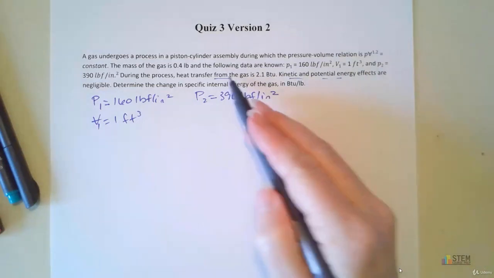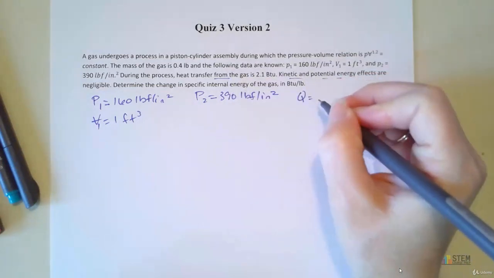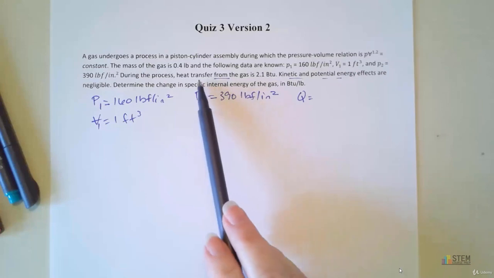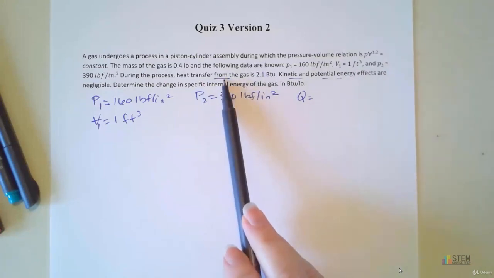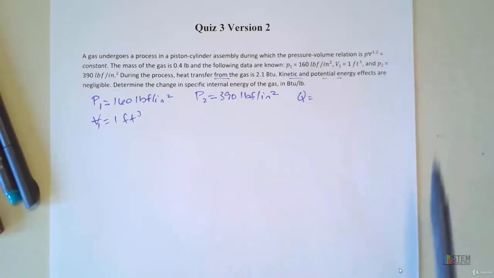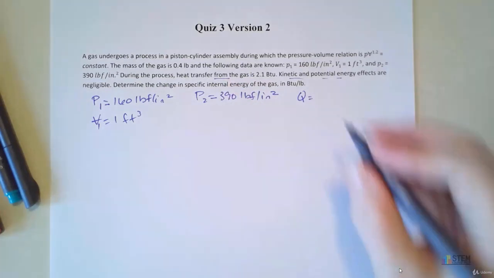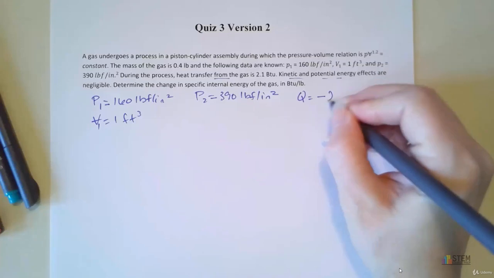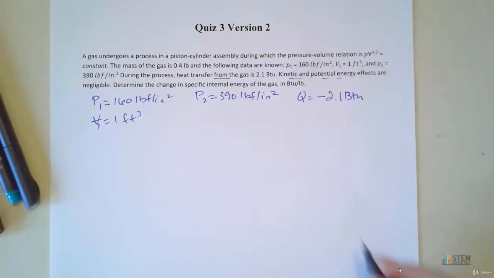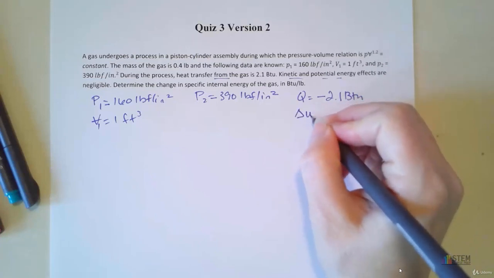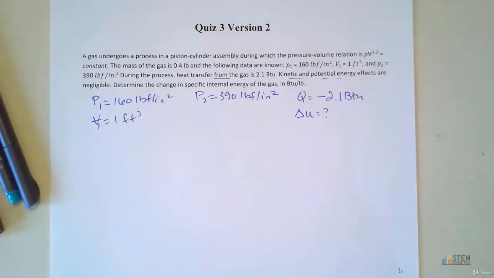Now we're also given Q, because that's our heat transfer term. Notice it says it's from the gas. So we're taking energy from heat from the gas and sending it to the surroundings. That's going to be a negative 2.1 BTU. All right, and what we're looking for, we want delta little u. Okay, so we need to find that.